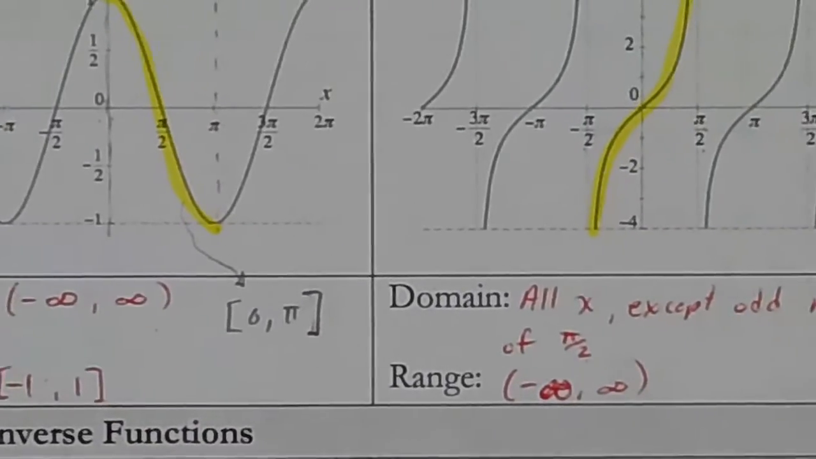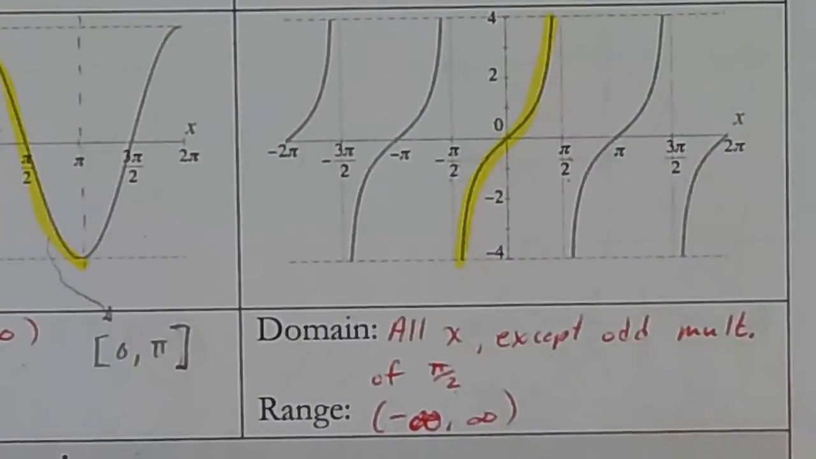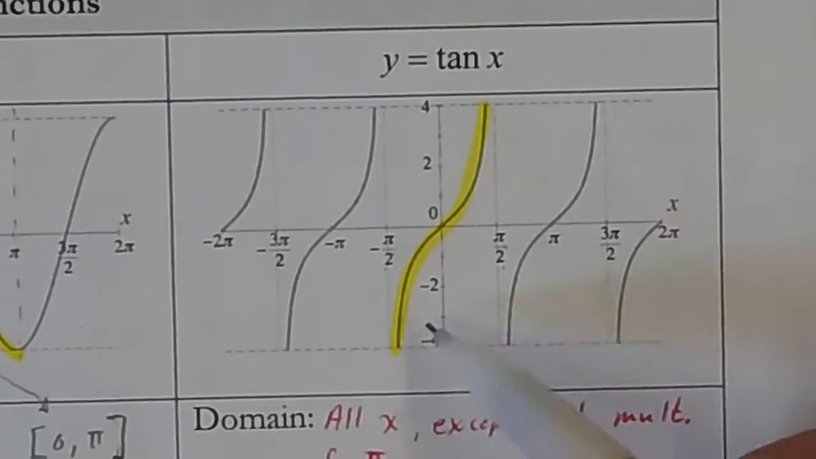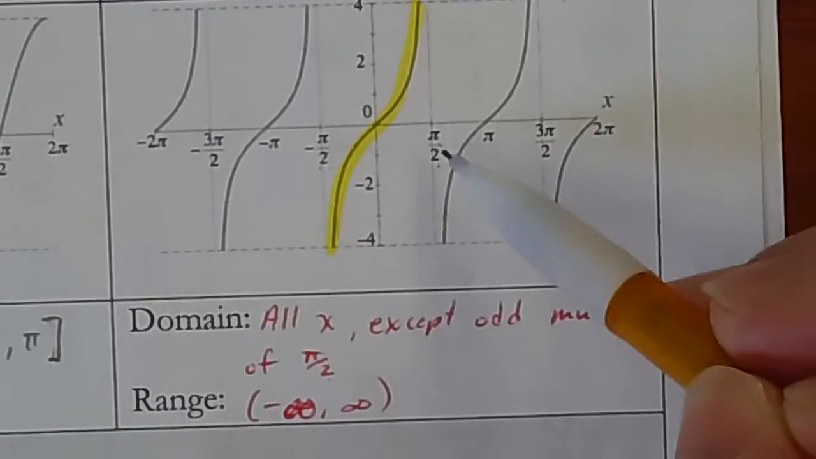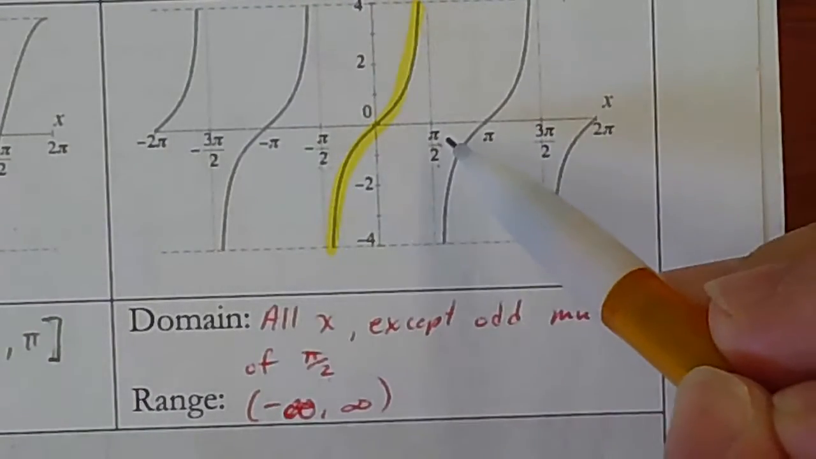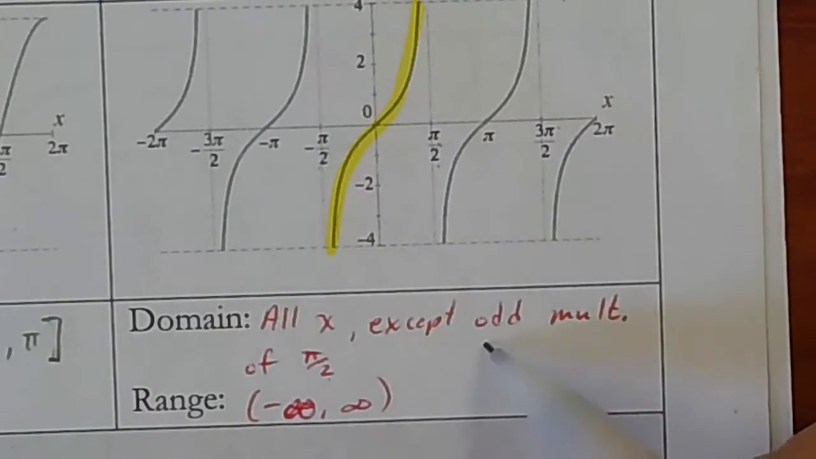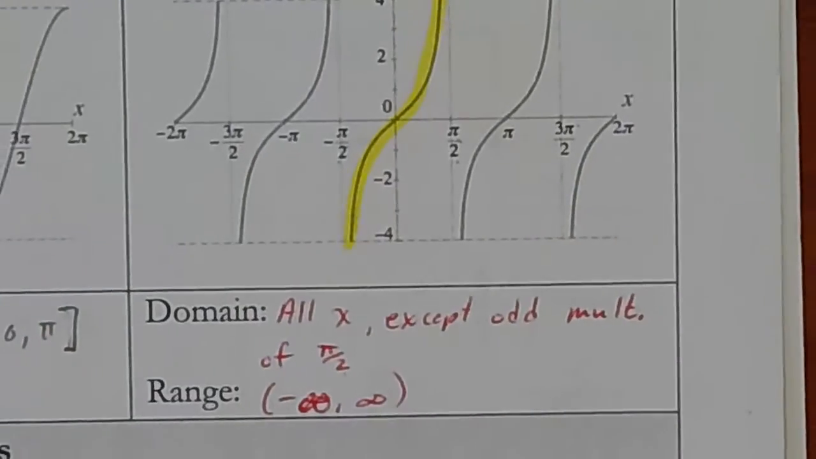And tangent, don't worry about writing this down if you don't want to right now. We just need to focus on the inverse, but the range for tangent is negative infinity to positive infinity. And then you can see there are gaps, right? The domain is not all real numbers now. We have asymptotes at every odd multiple of pi/2.